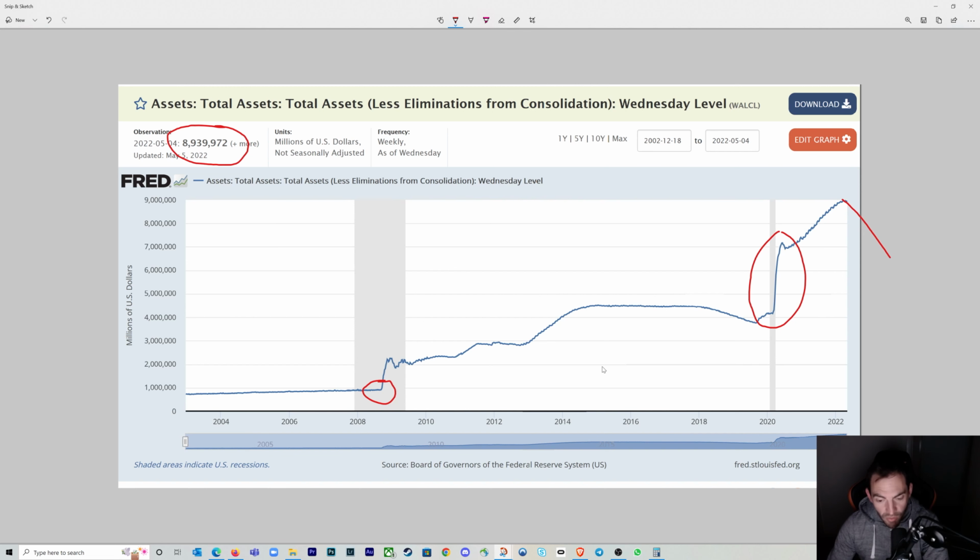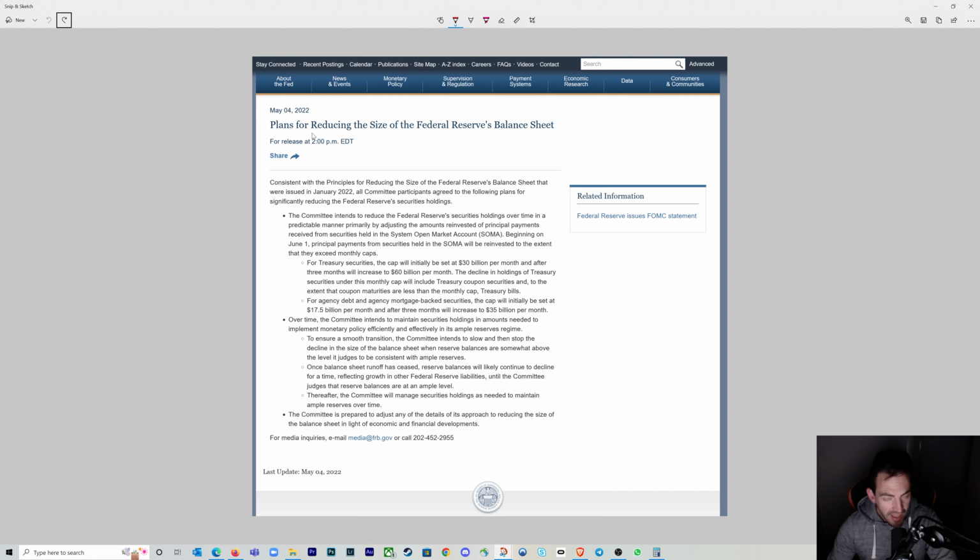And this chart will start coming down from June this year. Here are the plans from the Federal Reserve website, and they're talking about how much of the securities they'll be selling over the next few months. You can see here that they're planning to sell $30 billion of Treasury securities per month, increasing to $60 billion per month. And they're also planning to sell mortgage-backed securities starting at $17.5 billion per month, increasing to $35 billion per month.